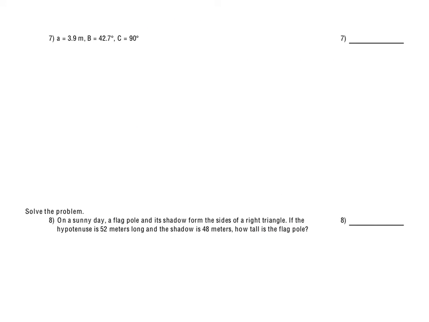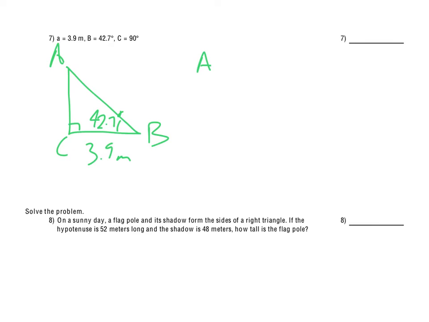Number 7 is the same type of question. Again, no matter what they give us, it's good just to start with a generic ABC right triangle. Again, C has to be the right angle. In this case, they give me side A is 3.9 meters, and angle B is 42.7 degrees. So I need to find angle A, side B, and side C. Those are the three things that I need to find.